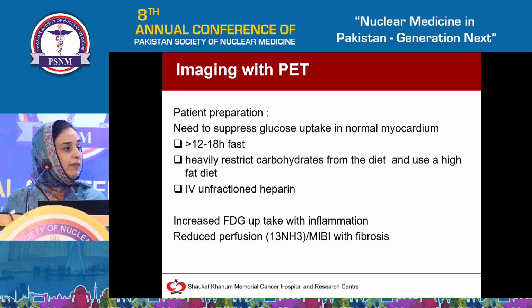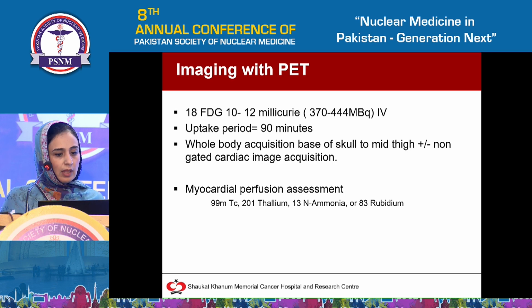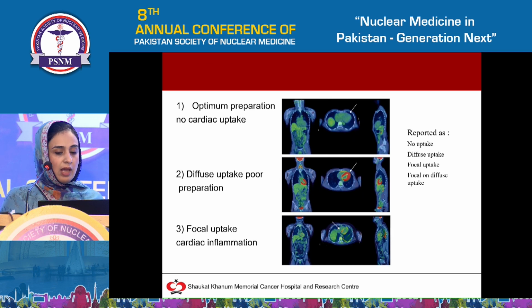So you can combine it with perfusion imaging. So this is how it's done. You can inject, wait 90 minutes. Different departments have different protocols. Many are combined with perfusion assessment. You can see in the first, this is a well-prepared patient. There's no myocardial uptake. This one has got diffuse uptake, so poor patient preparation.